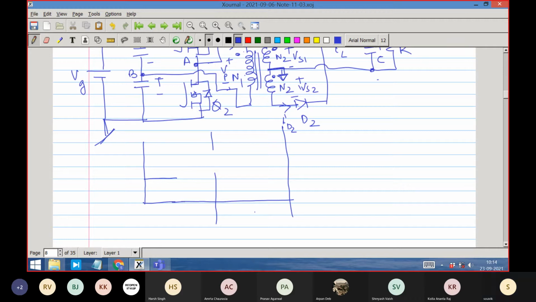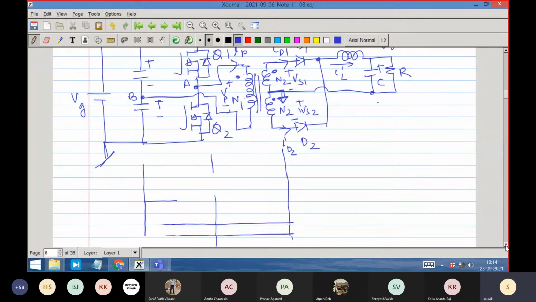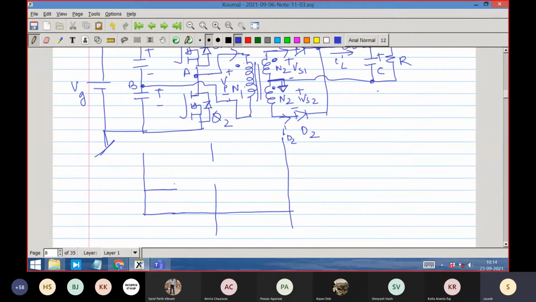Excuse me, sir. Yeah, tell me. Could you please explain the secondary part again? Like why we are using 2 diodes and all? That I will show you. I have to make the voltage across the transformer coil 0 when Q1 and Q2 are off. I will show you that. So just wait, I'm explaining. First see the construction, and then I will explain why I need this.